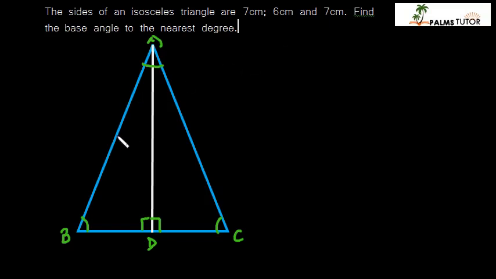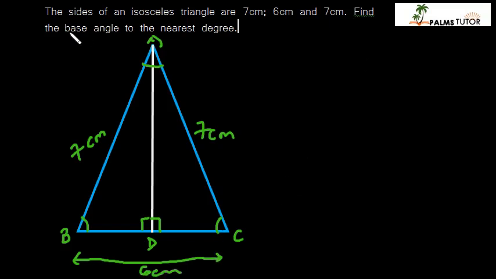I said an isosceles triangle has two equal sides. So this says 7 centimeters, which actually has to be the longest sides of the triangle, has to be to this side. We have 7 centimeters and 7 centimeters. Then the base length, BC here, from here to here, is 6 centimeters. Now, we are asked to find the base angle to the nearest degree. That will be any of these angles.